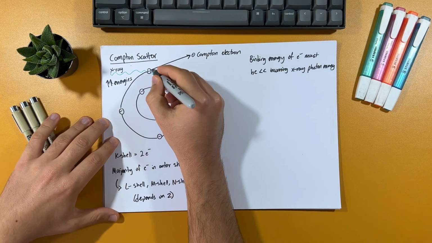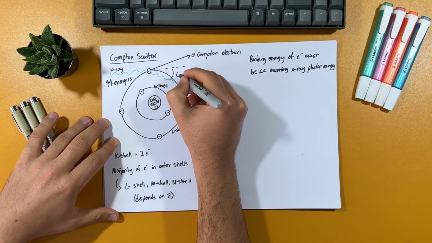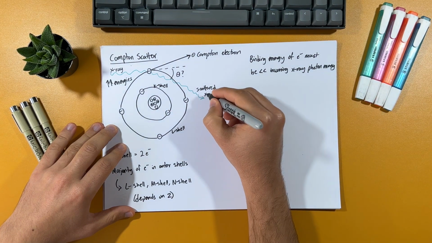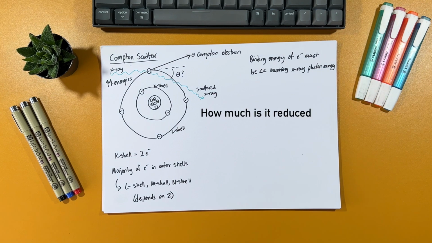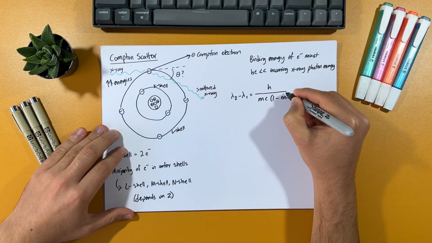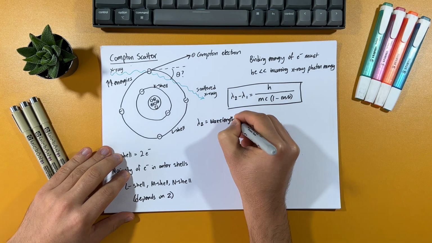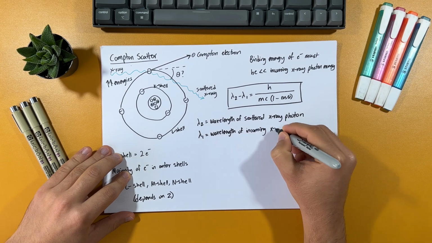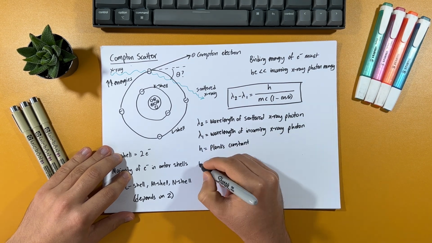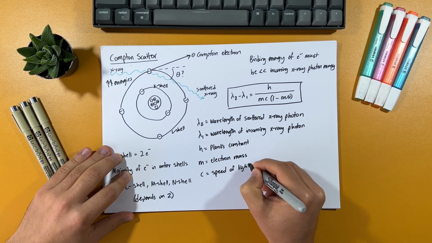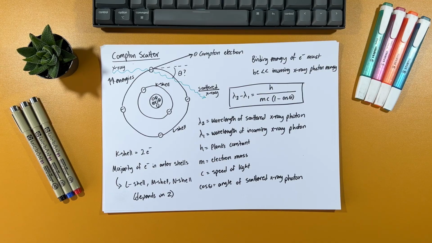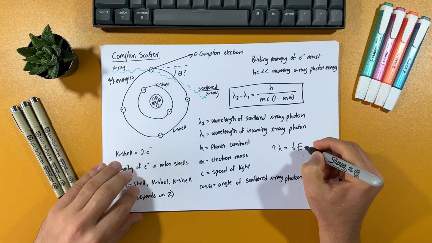Now the question to ask is, if after a Compton type interaction, that X-ray isn't fully absorbed and therefore continues on its path, but now with a reduced energy and in a different direction, how much is it reduced by? Well, we can use the following formula, which captures all of this, where lambda 2 is the wavelength of the scattered X-ray photon, lambda 1 is the wavelength of the incoming or incident X-ray photon, h is Planck's constant, m is the mass of the electron, c is the velocity or speed of light, and cos theta is the cosine of the angle of the scattered X-ray photon. And remember that wavelength and energy are inversely proportional. So an increased wavelength is equivalent to a lower energy.